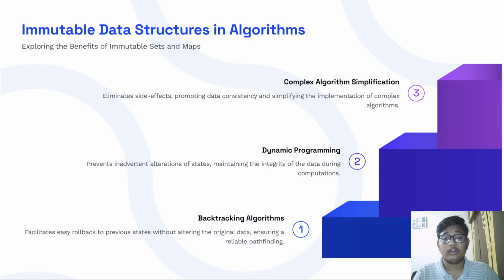Immutable data structures in algorithms. Backtracking algorithms: facilitates easy rollback to previous states without altering the original one. Once the original one is created, it makes copies of the altered things one by one. Although more memory is used, the original one is saved.